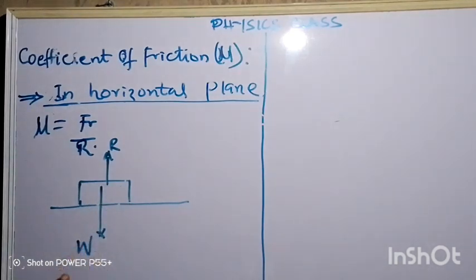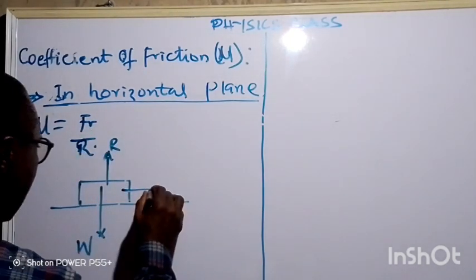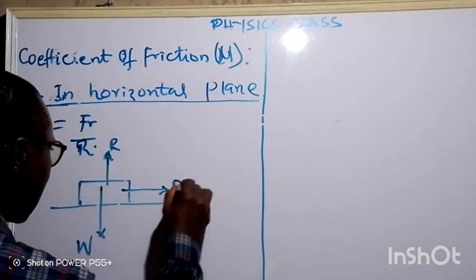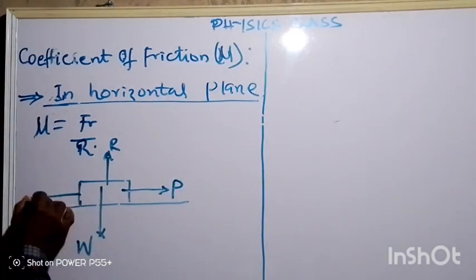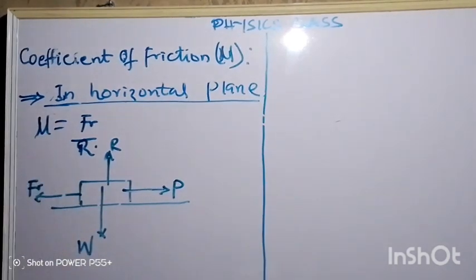We've mentioned 2. 1, the weight of the block itself. Then, the normal reaction, R. Then, the applied force, P. And the last one is the frictional force, Fr.